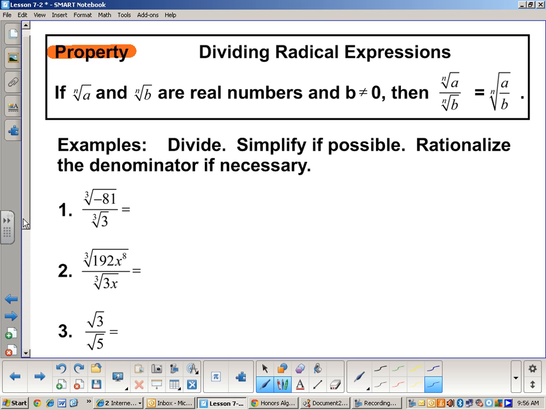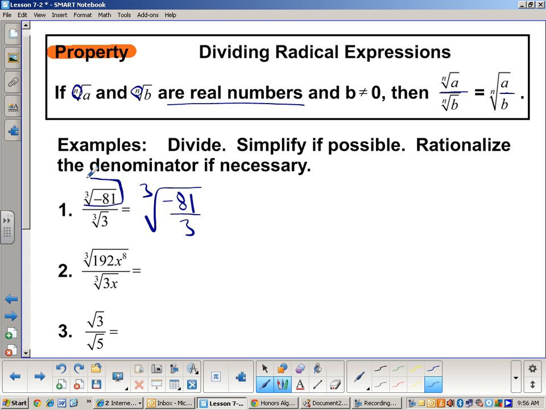Dividing radical expressions. The key here again is that these have to be real numbers, so the square root, or 4th root, or 6th root of a negative number doesn't work. The indexes have to be the same. And now instead of multiplying, we're dividing, so we divide inside the radical sign. If I rewrite this one as a cube root of negative 81 over 3, quite often that's the easiest way to go.